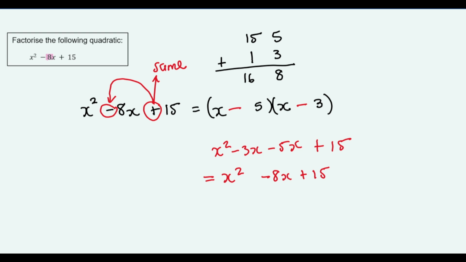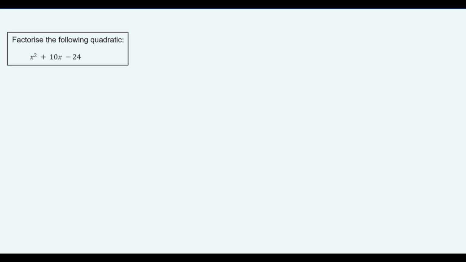Let's look at another one. What about if there's a negative over there? Let's write out x squared plus 10x minus 24. We write out two brackets.